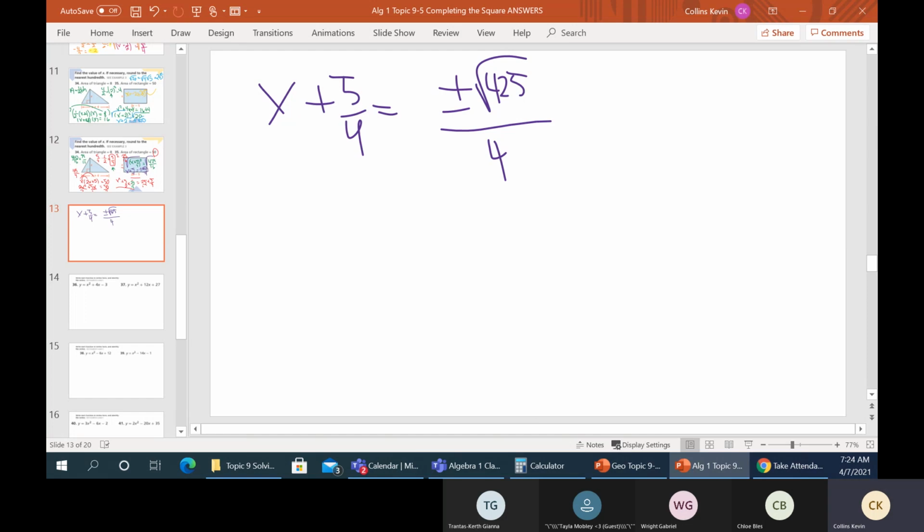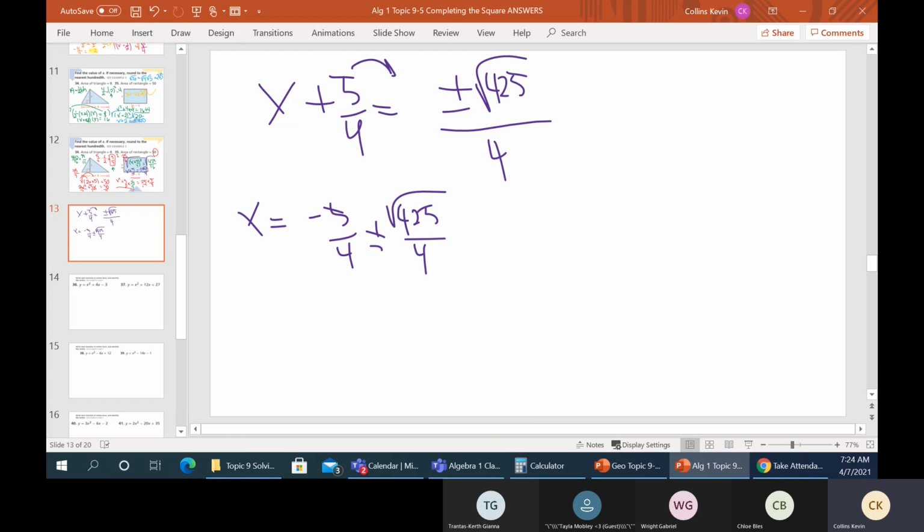Okay, so next thing we have to do is move this guy over here, make him negative. So then x is going to equal minus 5 over 4 plus or minus the square root of 425 over 4. Okay, so we can probably reduce the square root. Square root of 425 is pretty big, right?